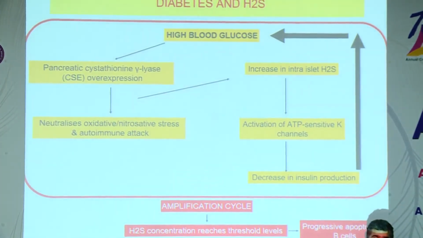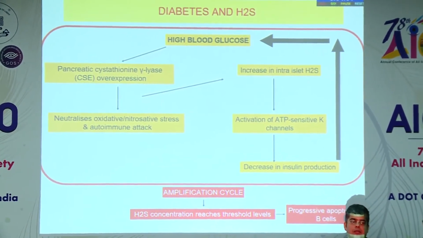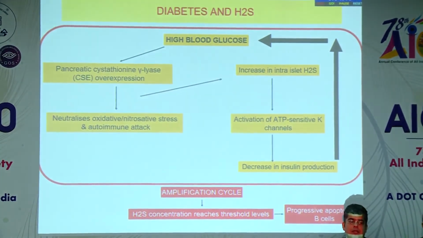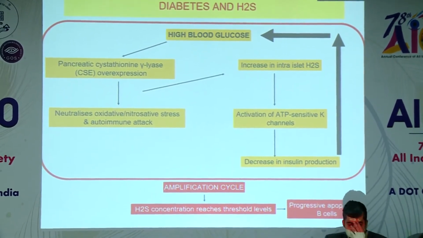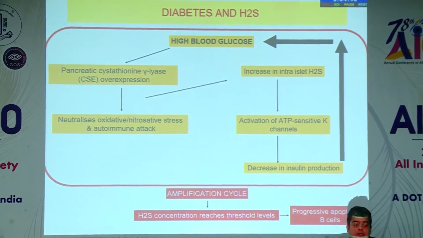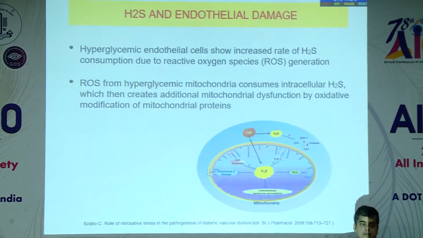With high blood glucose, there is activation and overexpression of pancreatic cystathionine gamma-lyase, which causes neutralization of the oxidative and nitrosative stress and autoimmune attack, which is a protective mechanism. But as a result, hydrogen sulfide accumulates in islet cells as a byproduct, which then activates ATP-sensitive potassium channels and decreases insulin production, ultimately leading to high blood sugar again. When this hydrogen sulfide reaches its threshold level in beta cells, it causes progressive apoptosis of the beta cells.